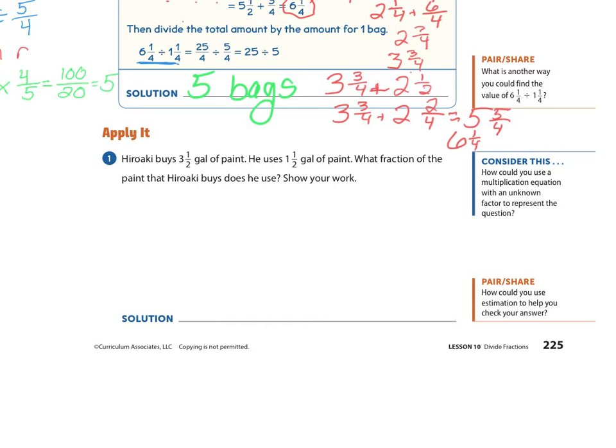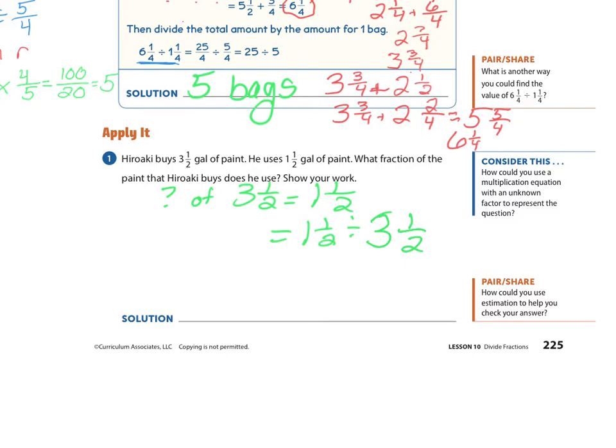Okay, on problem number one, Hiroki buys 3.5 gallons of paint. He uses 1.5 gallons. What fraction of the paint that Hiroki buys does he use? So in this situation, we're trying to figure out what fraction of 3.5 gives me 1.5. Okay, this is our problem we have set up. So when we look at this though, we're going to take our 1.5 and we're going to divide it by our 3.5. Okay, to do this problem, we really have 1.5 divided by 3.5.